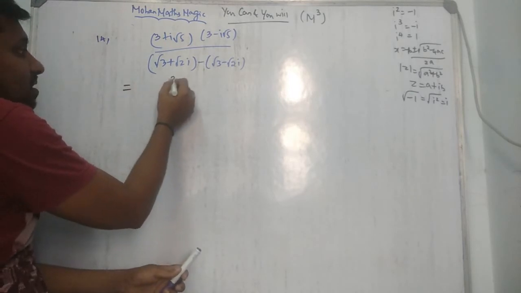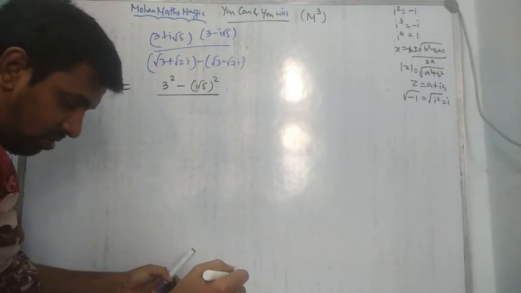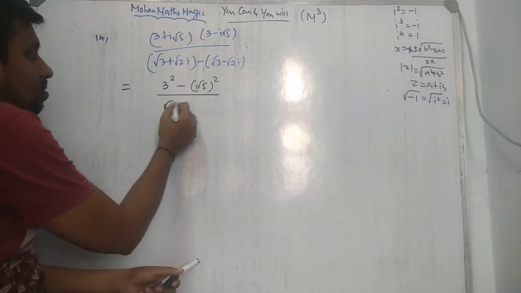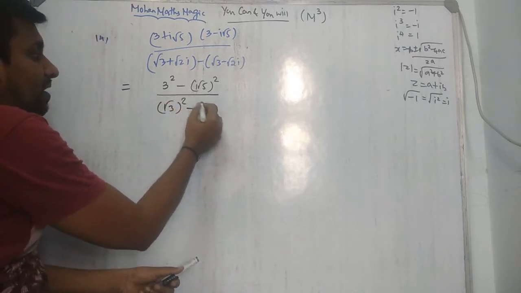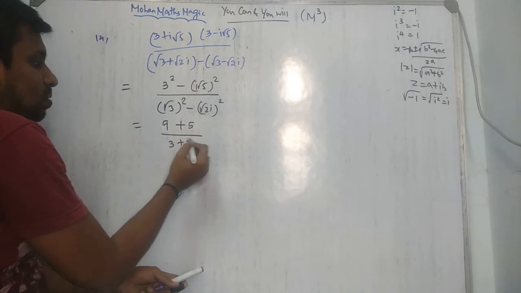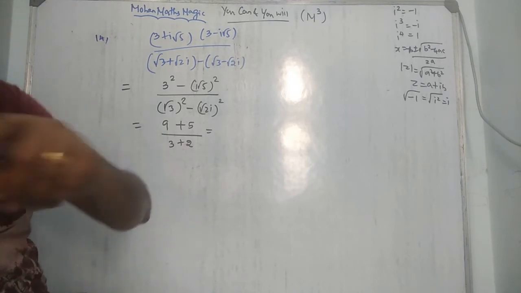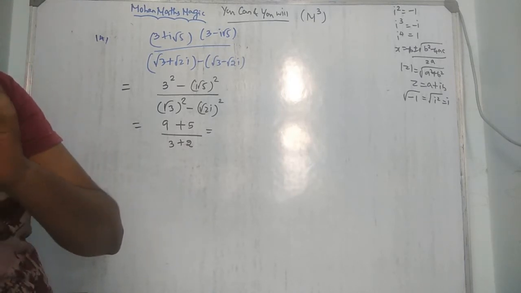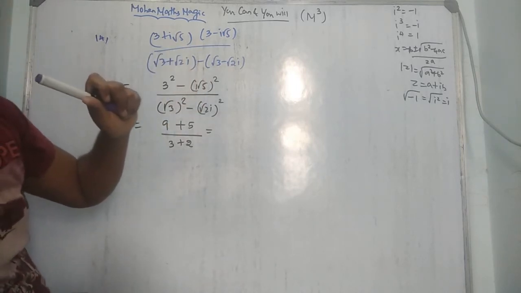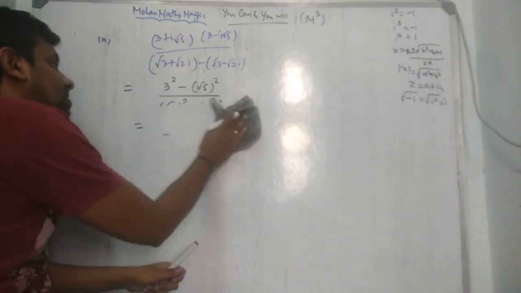(a plus b) into (a minus b) is a square minus b square upon, and this also I think is the same, no? So (a plus root 2i) into (a minus root 2i), (a plus b) into (a minus b). So root 3 square minus root 2i the whole square. So 9 plus 5, 3 plus 2. So I got the answers like this. I think there is a minus there, so I can't use it, right? So numerator multiplication, but denominator minus. So I have made a mistake.